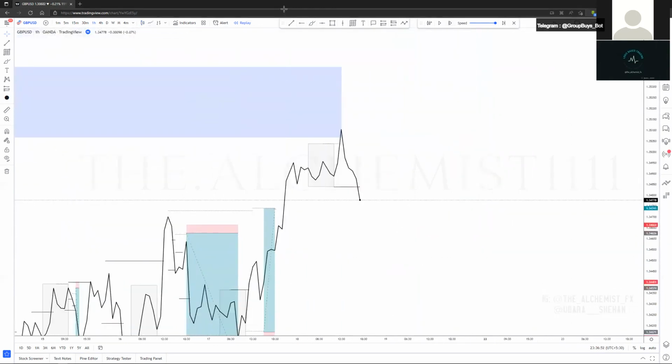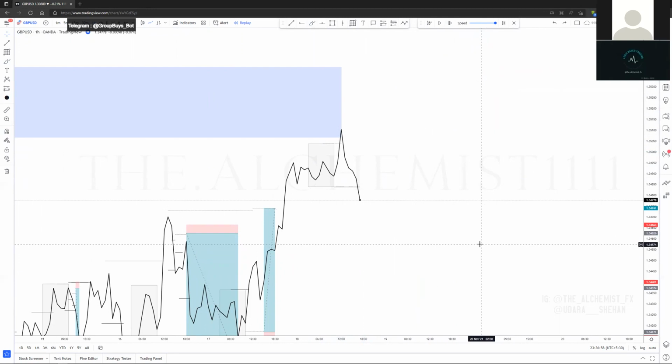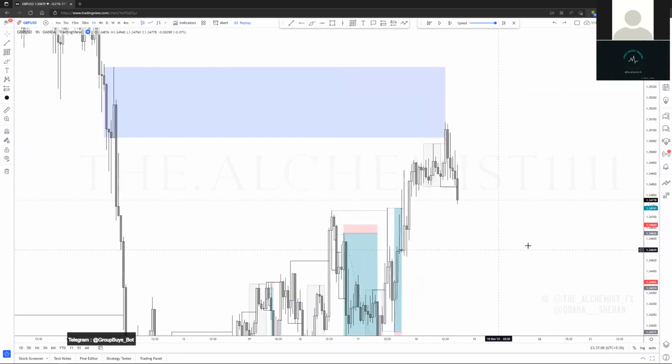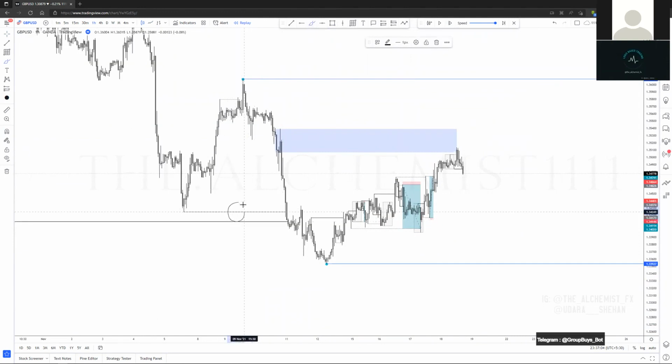Can you see that? Yes. See that formation? Yes. Stop hunt and the break. Okay, now even the H1 has given us the confirmation. Now I told you the pro trend, the major trend is bearish.